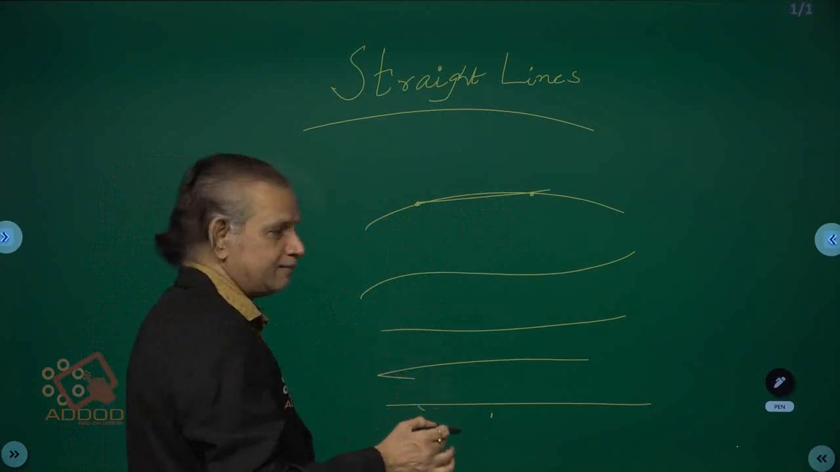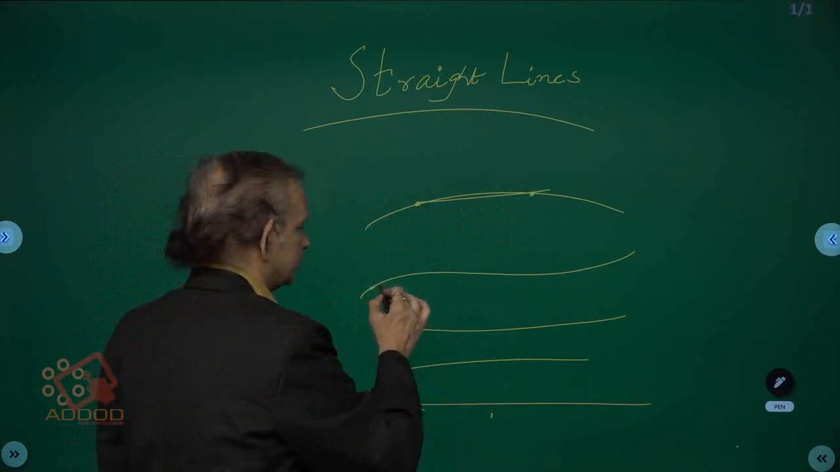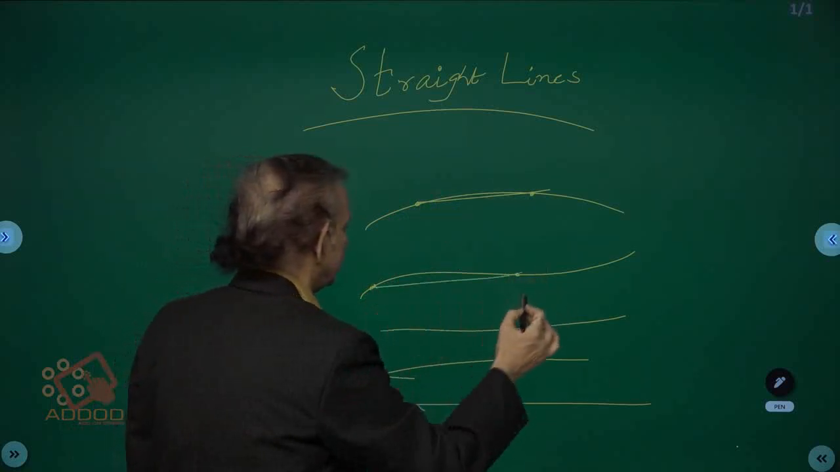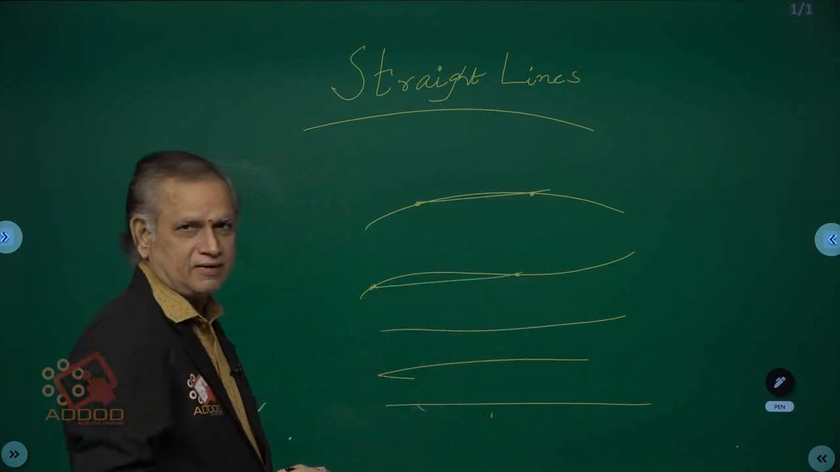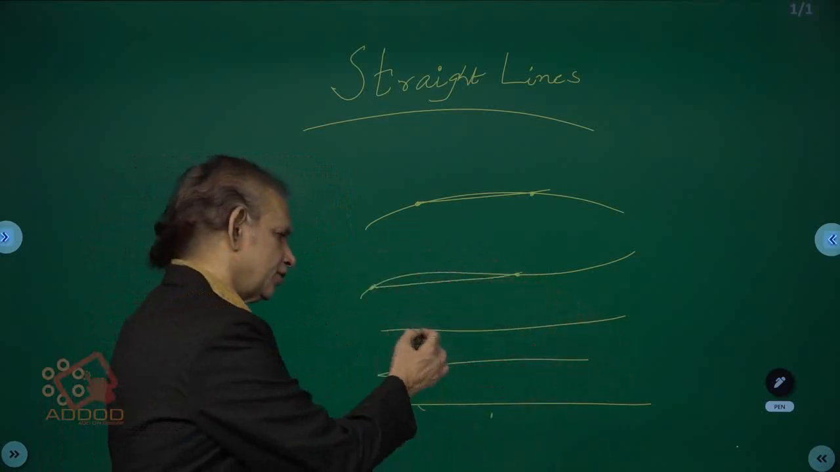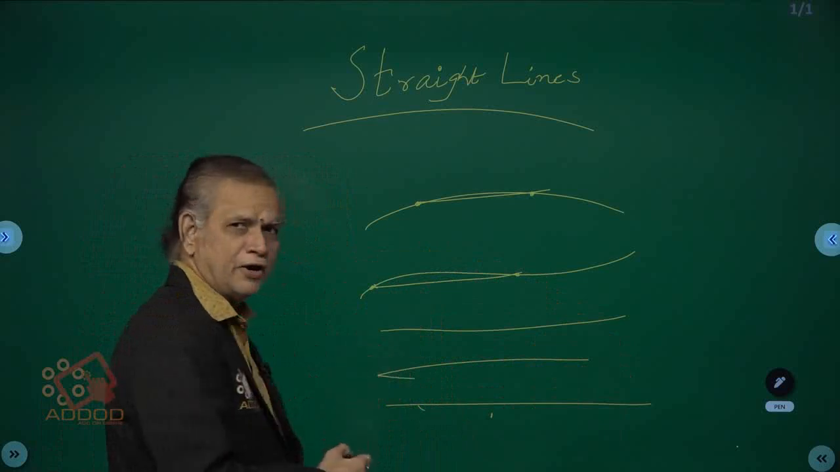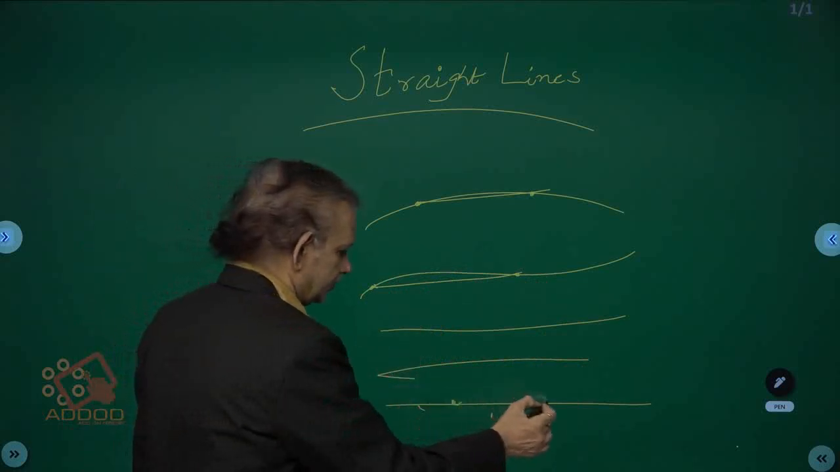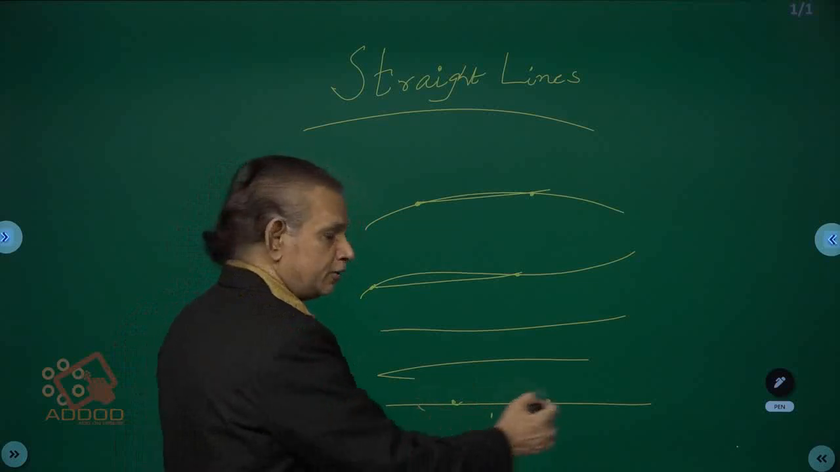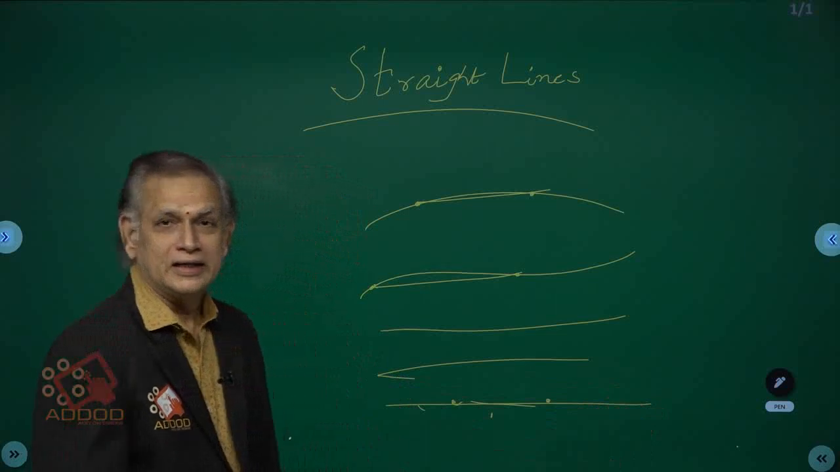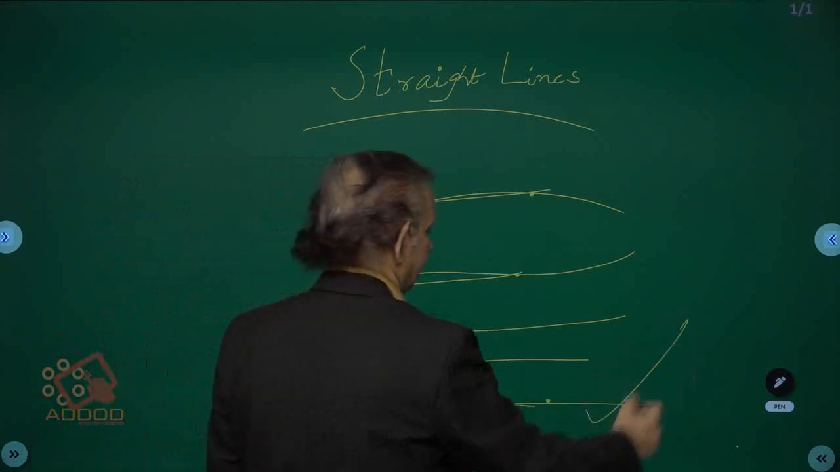I am putting you the same question. Take 2 points here. This is 1 point, this is 1 point. Join them. Are you able to say that the segment lies entirely on the curve itself? No. For this, no. For this, no, absolutely no. But for this, take 2 points, anywhere you like, and join them. The segment is entirely lying on this one. This is a straight line.